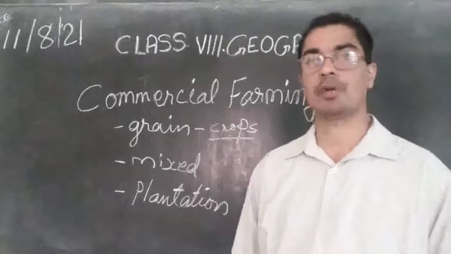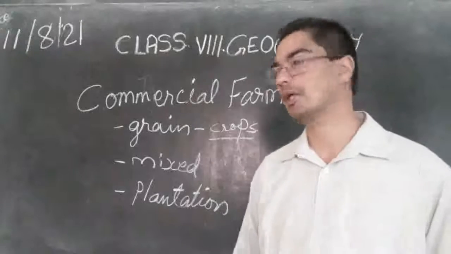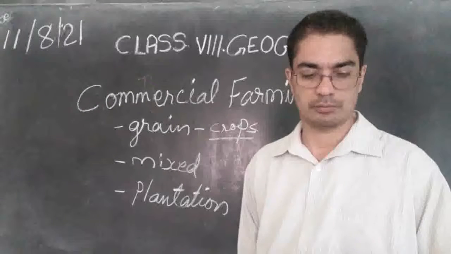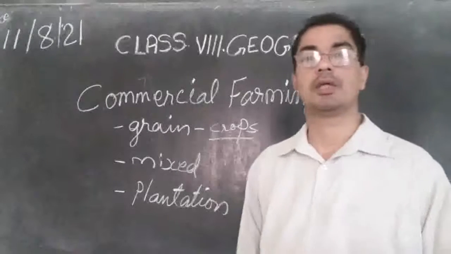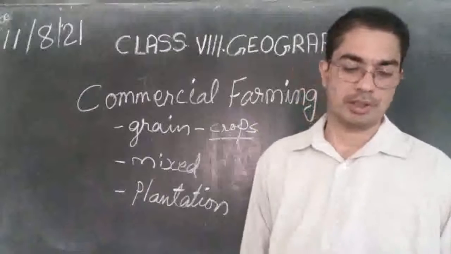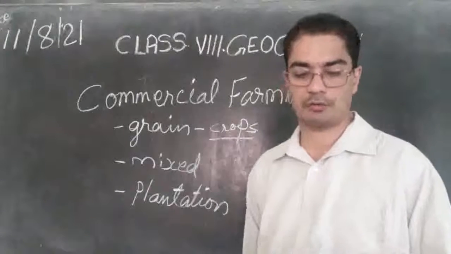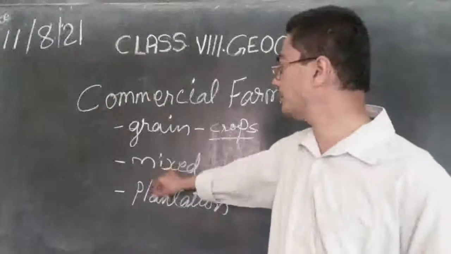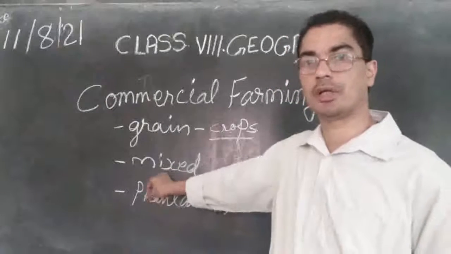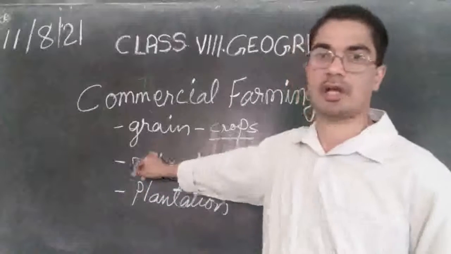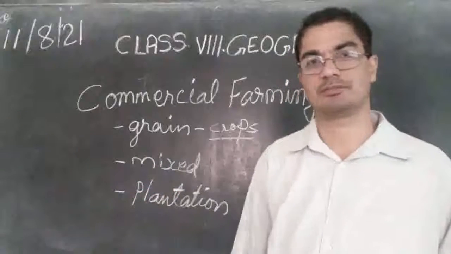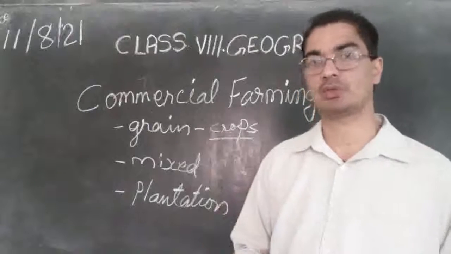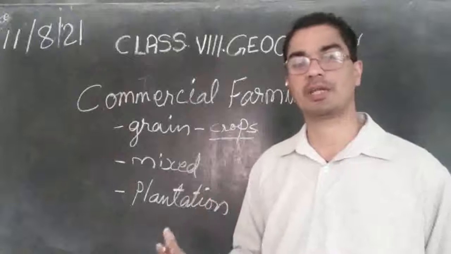Now let us see about mixed farming. What do we understand by mixed farming? In mixed farming, the land is used for growing food and fodder crops and rearing livestock. So mixed farming means there will be growing of grain as well as animals. People will be growing animals, maybe sheep, cows, camels.